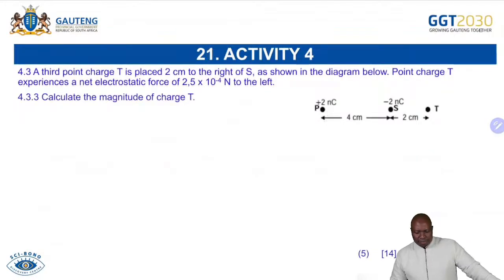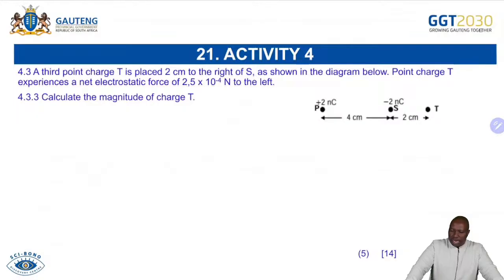Now, 4.3. A 3rd point charge T is placed 2 centimeters to the right of S, as shown in the diagram, experiencing the net force. Calculate the magnitude of T. So now we want to know the charge here. What is the charge? So the question is Q. How much is the charge at T? That is what the question is all about.